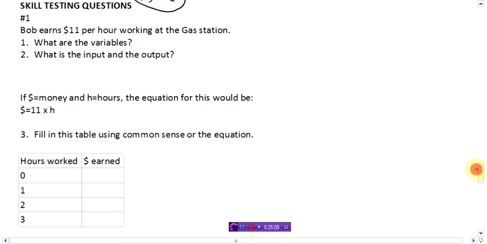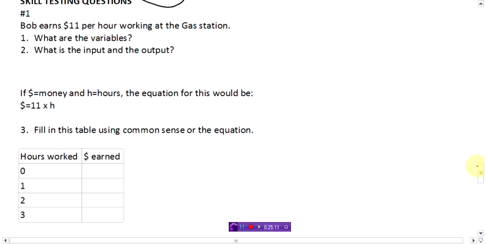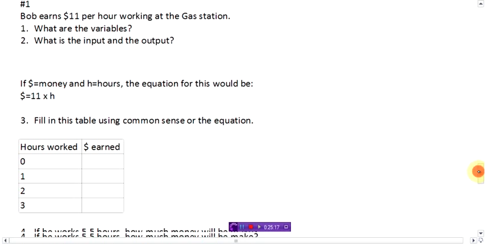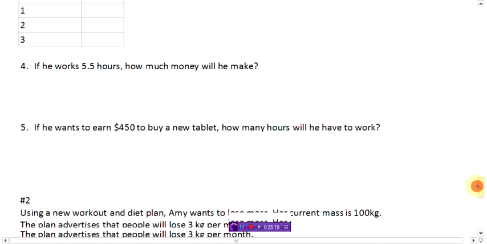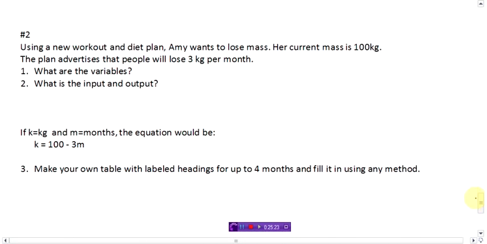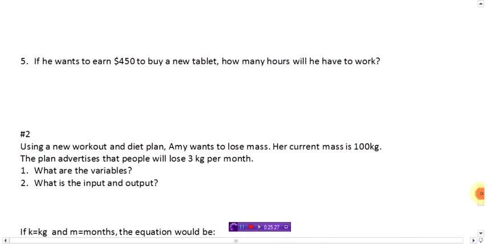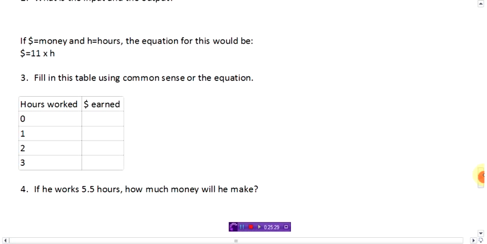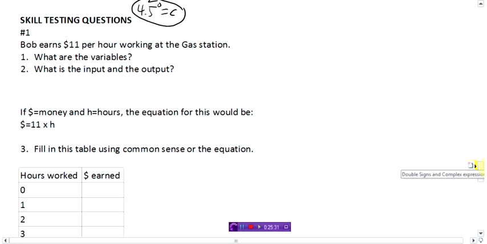Here's your skill testing questions. Talking about Bob working at the gas station. I gave you the formula for this, so you don't have to figure it out because it is tricky to get it on your own. And a diet plan that a child goes on. Now this, since I've given you the notes typed up, you don't have to worry about writing it all out. It's already there.